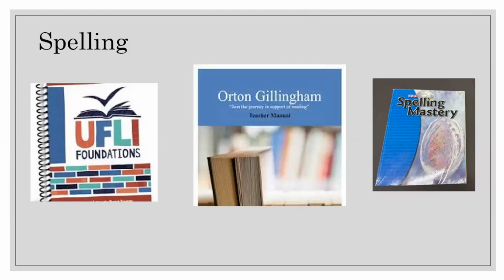Students need to work on both encodable words, so words you can sound out, and irregular words such as said, the, is. There should be a scope and sequence chart, and the programs or approaches pictured in this slide tick off all those boxes. So in this slide, we have the UFly Foundations, that's the University of Florida Literacy Institute, and Orton Gillingham Teacher Manual, and Spelling Mastery, which is part of the Direct Instruction group of programs.